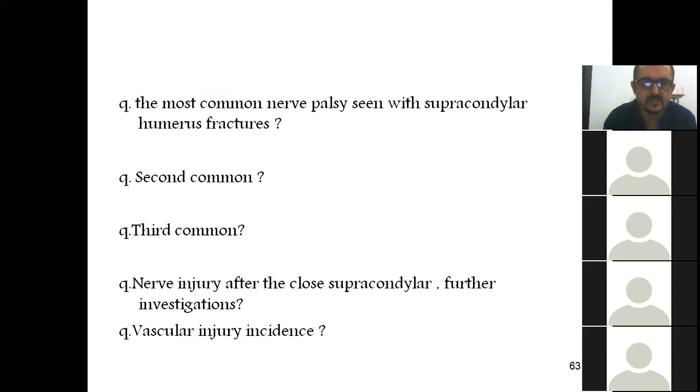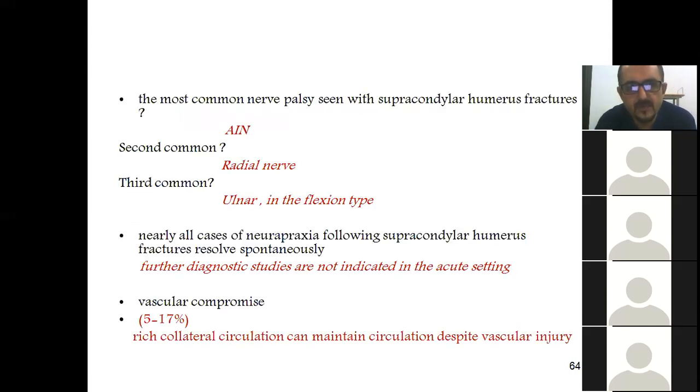Vascular injury incidence, they can ask you. So the most common nerve is the anterior interosseous nerve. Second most common is the radial nerve. And third is the ulnar nerve. Ulnar nerve injury happens in the flexion type supracondylar fractures. So if you have a patient with a neuropraxia after supracondylar fracture, you don't need further diagnostic studies. These are done after 3 to 4 weeks. Vascular compromise is 5 to 17%.